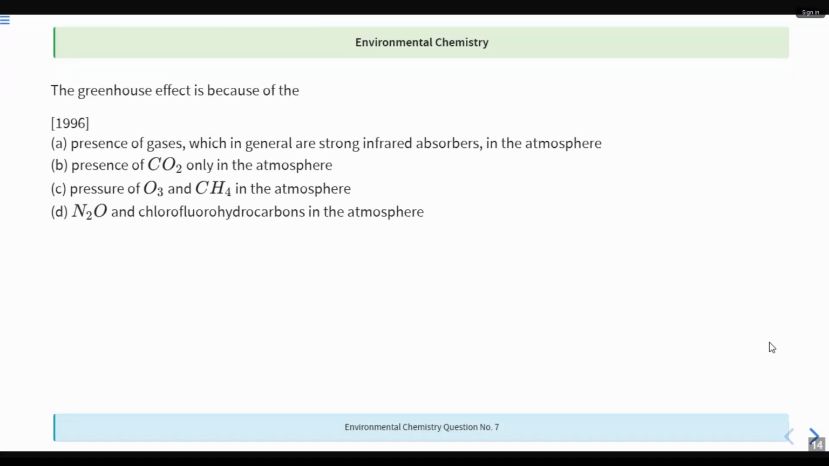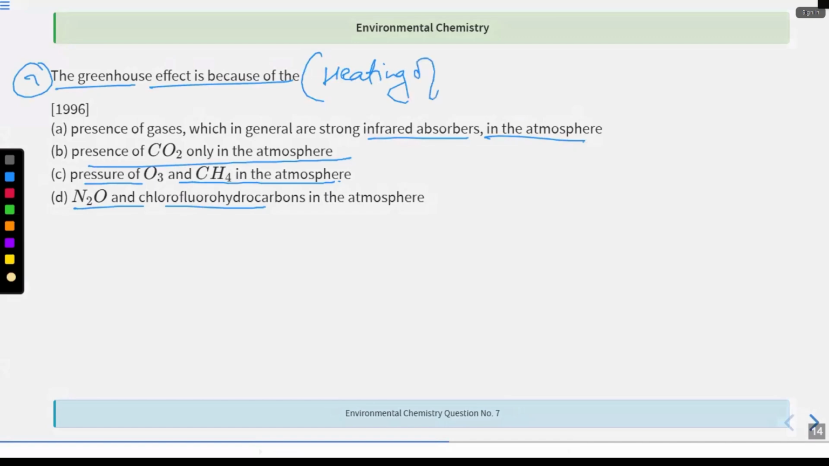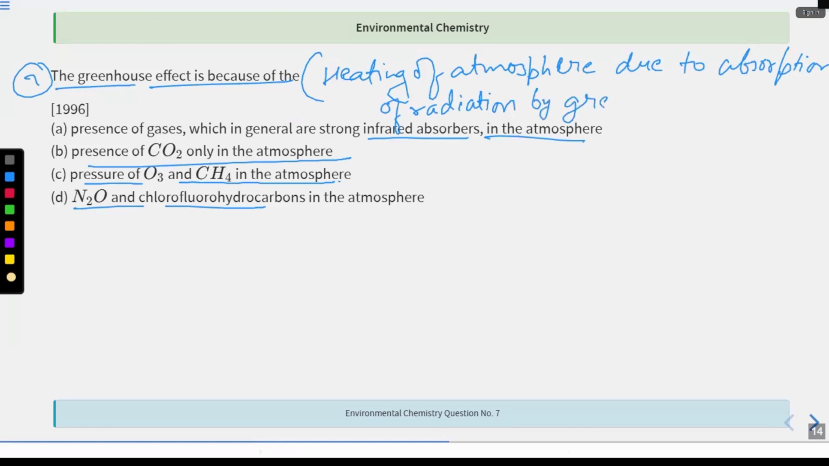Question number 7. The greenhouse effect is because of presence of gases which in general are strong infrared absorbers in the atmosphere, presence of CO2 only in the atmosphere, presence of ozone and some CH4 in the atmosphere, and chlorofluorohydrocarbons in the atmosphere. So greenhouse effect is basically heating of atmosphere due to absorption of radiation by greenhouse gases.